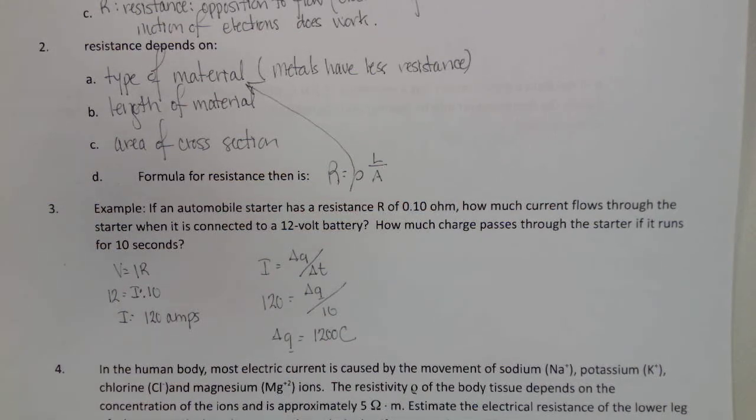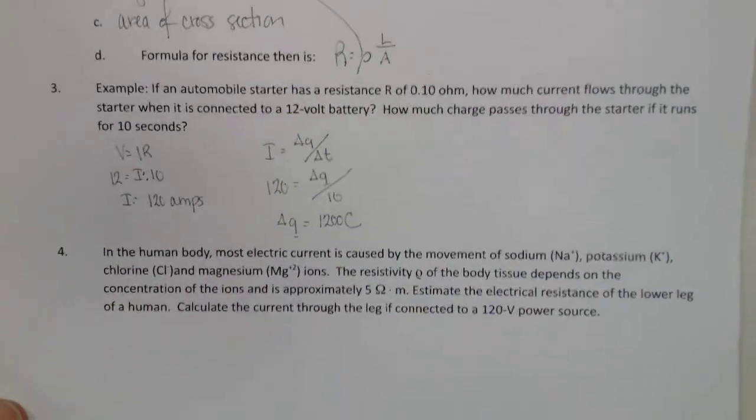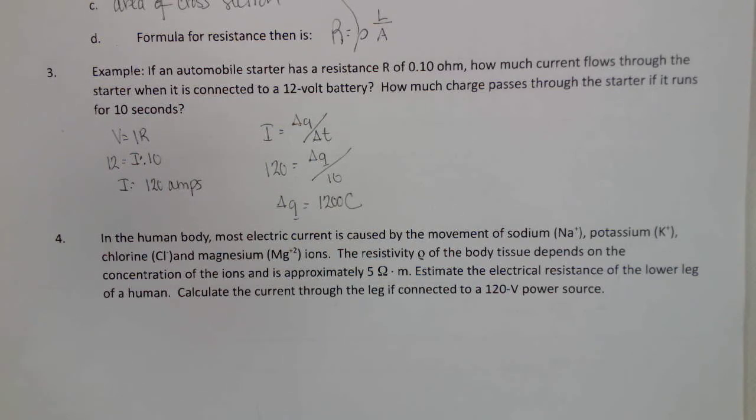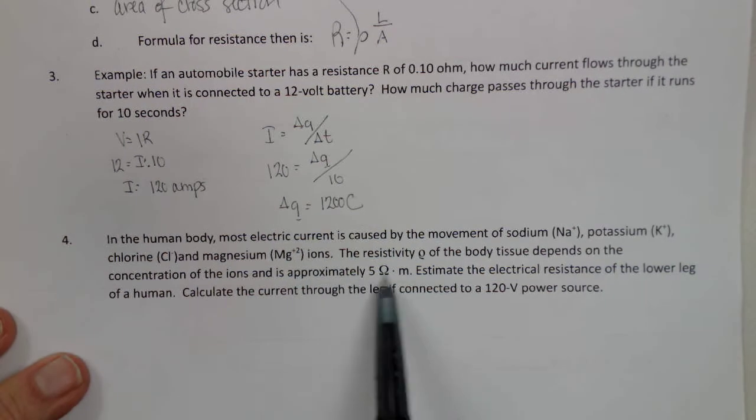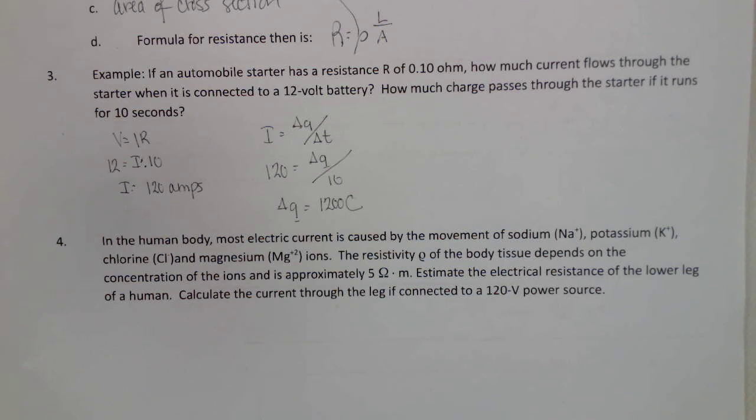All right, let's try another one. In the human body, most electric current is caused by the movement of sodium, Na positive 1, and potassium, K positive 1 ions, and chlorine, Cl negative 1, and magnesium, Mg positive 2 ions. The resistivity, rho, of the body tissue depends on the concentration of the ions, and it is approximately 5 ohms times meters. That's the resistivity, and that's the unit for resistivity, ohms times meters.